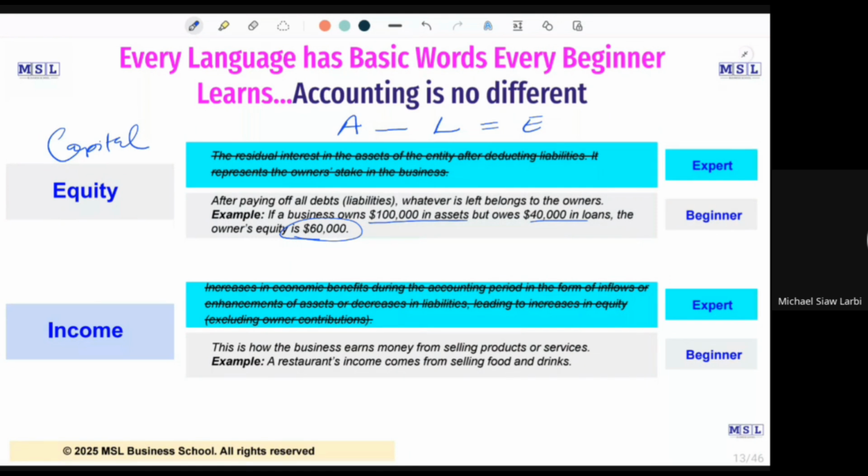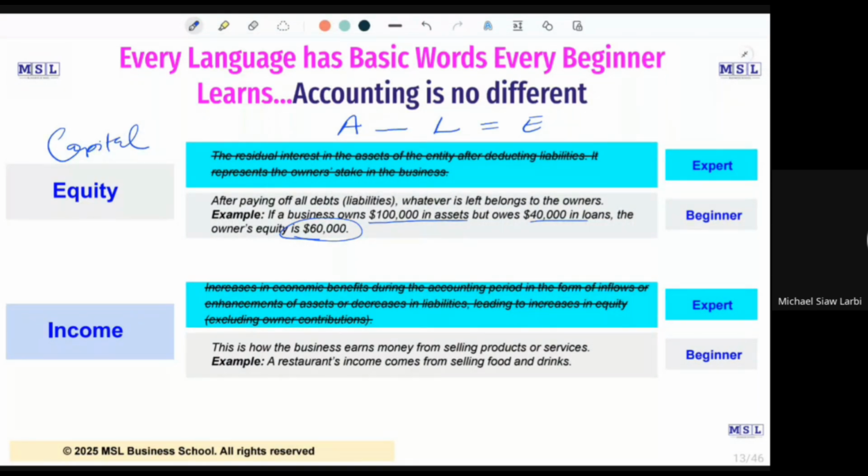What is income? For income, the expert's definition is very complex. You can see it's very long. Once again, I've canceled it. At our level, as a beginner, this is how the business earns their money from selling products or services. So I'll discuss business models with you shortly, right? Whatever you do to make money is your income.